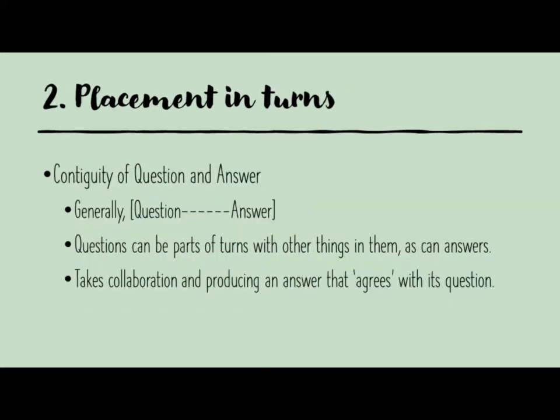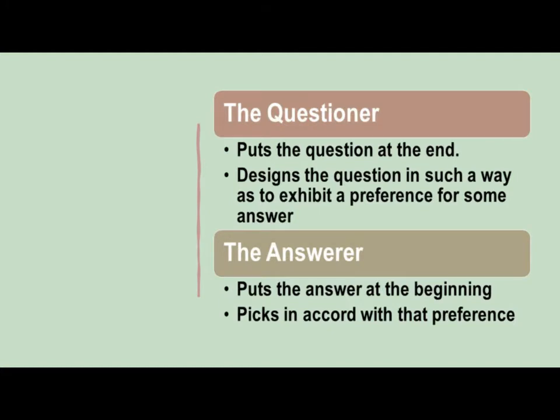On the second concept, placement in turns, he mentioned contiguity of question and answer, which generally begins with a question followed by an answer. So that's the usual sequence. But then, questions can be parts of turns with other things in them, as can answers. He also mentioned that contiguity of question and answer sequence takes collaboration in producing an answer that agrees with its question, with the questioner putting the question at the end and the answerer putting the answer at the beginning.